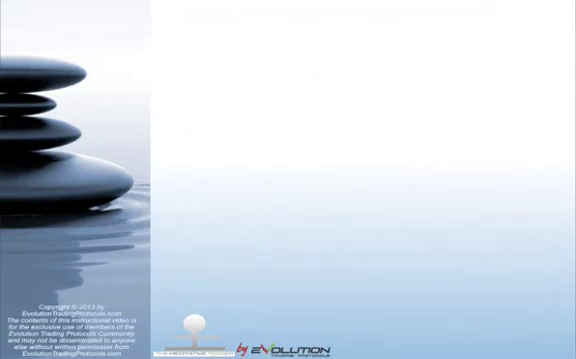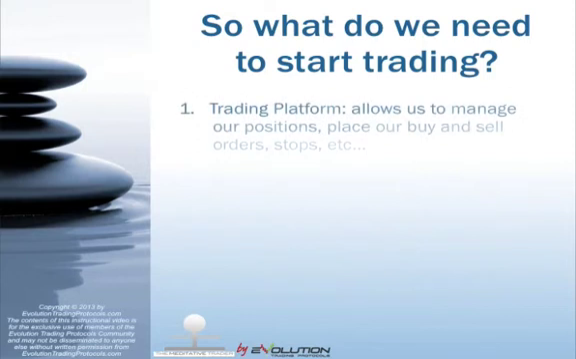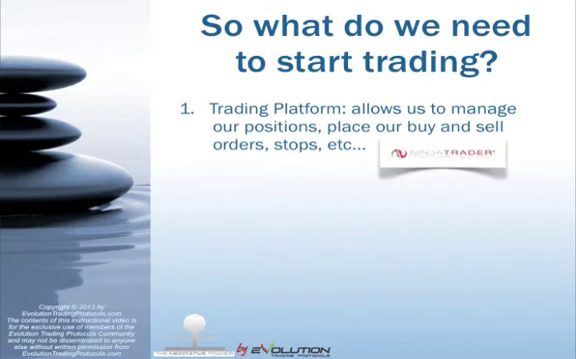So, let's review. In order to start trading, in order to start becoming a speculator, we need, one, a platform that allows us to manage our positions, place our buy and sell orders, place our stops, etc. As a trading platform, we recommend NinjaTrader, and it is NinjaTrader the one we're going to be using throughout this course. The reason why we recommend NinjaTrader is because it is not only the friendliest and easiest platform to use, but it is available to us for free, so no extra investment is required for our new trading career.